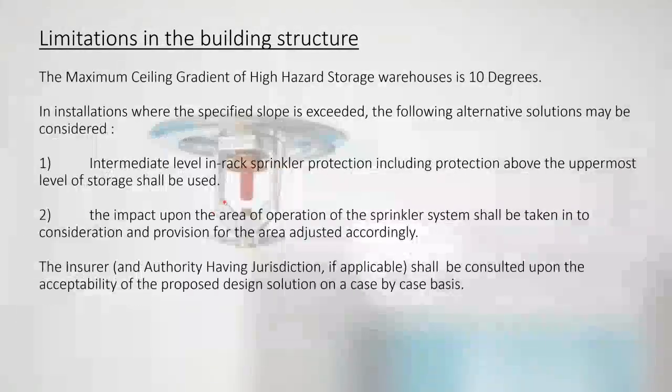The maximum ceiling gradient in high hazard storage is 10 degrees. In installations where the slope exceeds 10 degrees, the following alternative solutions may be considered. If you get ST4 type racking, intermediate in-rack sprinklers can be provided. Okay. The impact upon the area of operation of the sprinkler system shall be taken into consideration, with provisions for the area to be adjusted accordingly. You've got to consult with your insurance company on that to make sure that they're happy with what you're doing. If they're saying you can't do it, consult your insurance company.